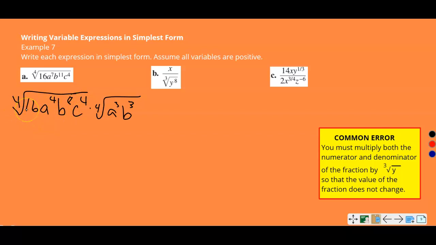So the fourth root of 16, if you remember, is going to be 2. 2 to the fourth power is 16. Fourth root of a to the fourth is just a. The radical cancels the power. 4 goes into 8 twice, so it comes out as b squared, and 4 goes into 4 one time, so it comes out as c.